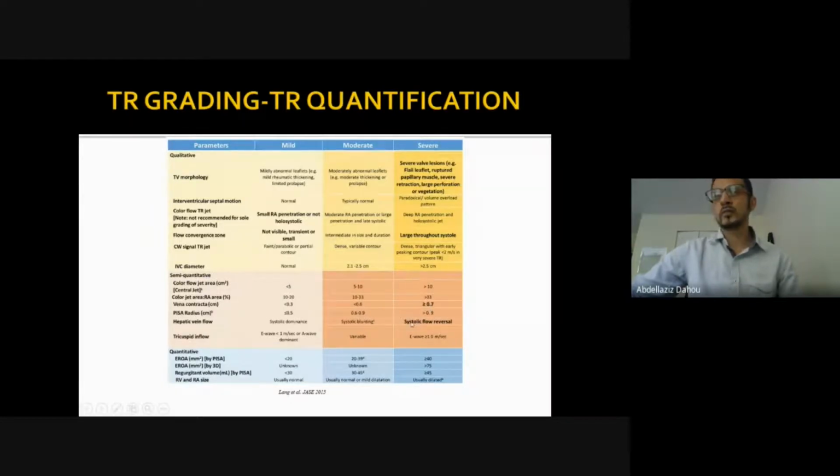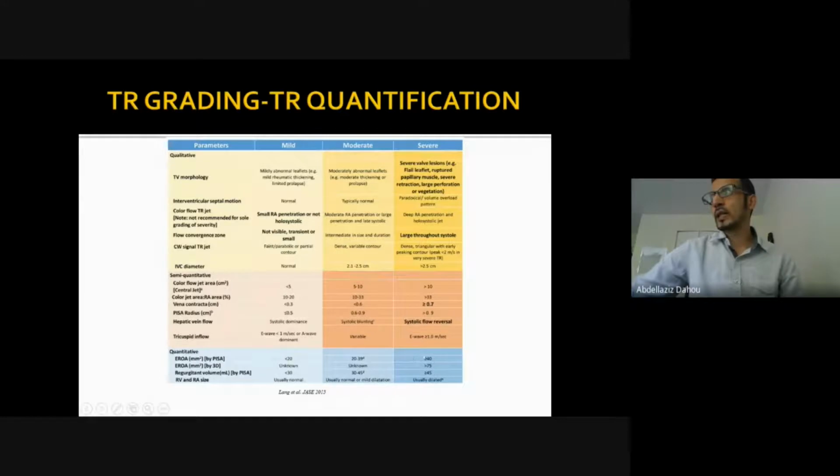Another semi-quantitative parameter is to look at the reversal flow in the hepatic veins. So you put your PW in the hepatic veins, and if you see a flow reversal there, this is significant tricuspid regurgitation. The quantification is mostly done by the PISA method.